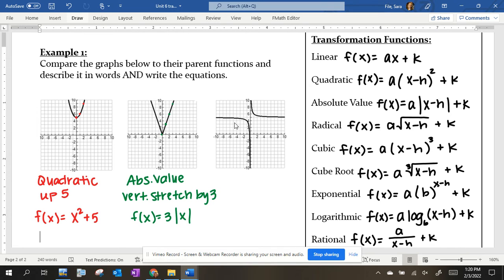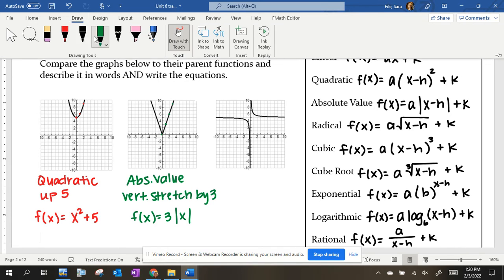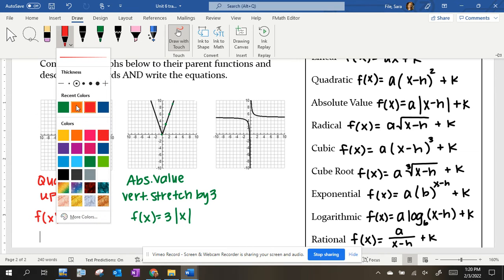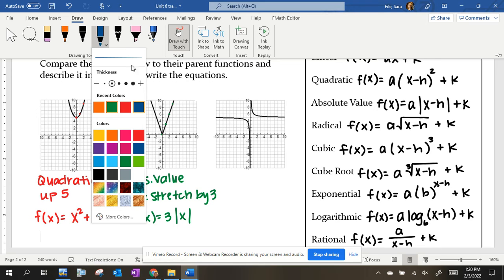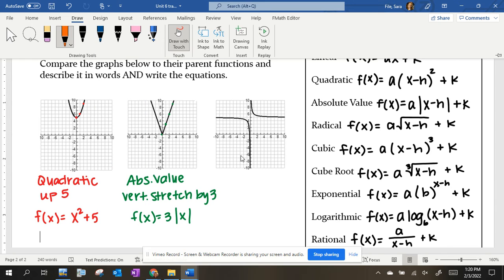All right, what type of function is this next one? It's rational, yes. Okay, so rational functions, remember I said these are the 3: exponential, log, and rational. Those are the ones with the asymptotes. Rational is the one with 2 asymptotes, okay? Exponential had the horizontal, logarithmic had the vertical, rational has both.